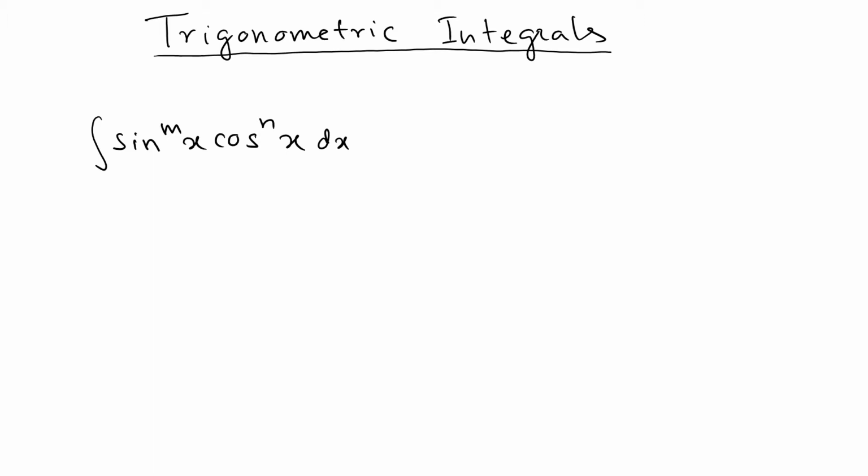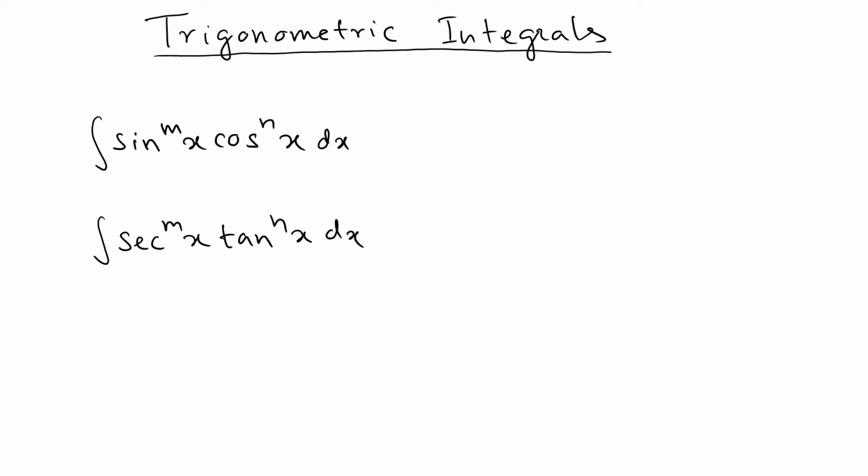If they are negative integers, we probably use the substitution method to do it, so we can do some problems later. But right now we're going to focus on m and n being non-negative integers, 0 or positive integers. That's the first type. And the second type is the same thing but with secant and tan, so secant to the power m of x and tan to the power n of x. That's the second type, because it's the powers.